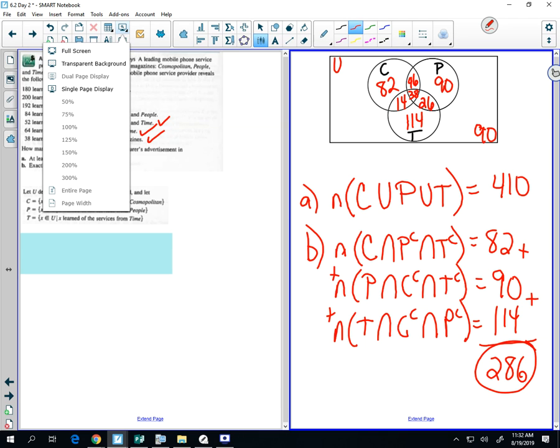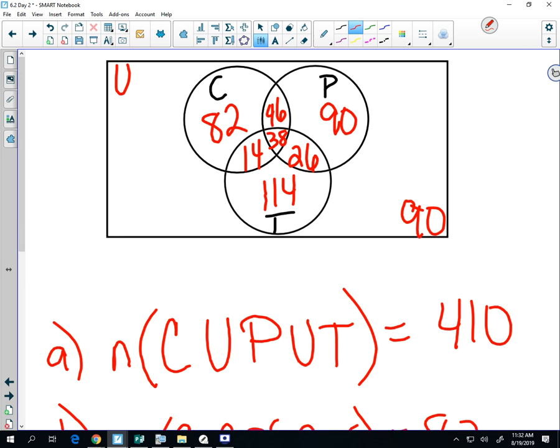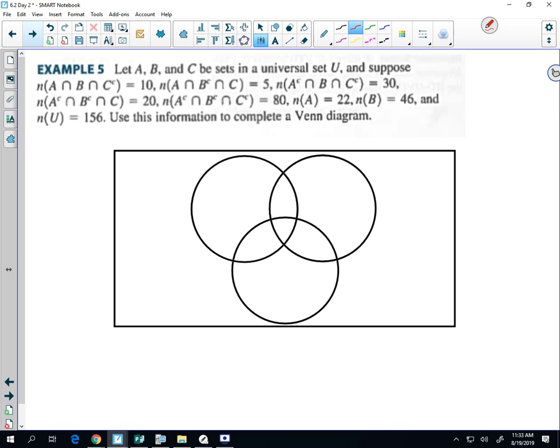Let me undo the double page. It's going to look really gigantic now. And then this is the last one. And we're going to finish this one in class, but this is where they give you three sets and a ton of information and see if you can fill this out, especially based on the one that we just did.